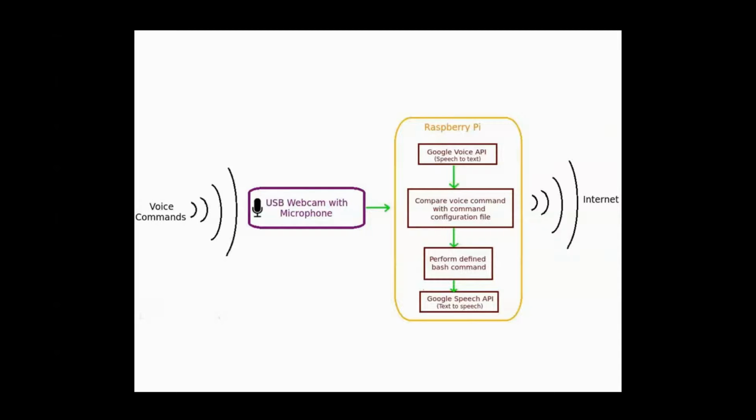The structure of voice recognition is, in this picture from left to right: the voice commands are taken by a microphone and transferred to the Raspberry Pi. Here in this example, we use the Google Voice API, which is an application program interface. It transfers from speech to text, compares the voice command with command configuration files, then transfers it from text to speech. Then you will get the response via the internet.